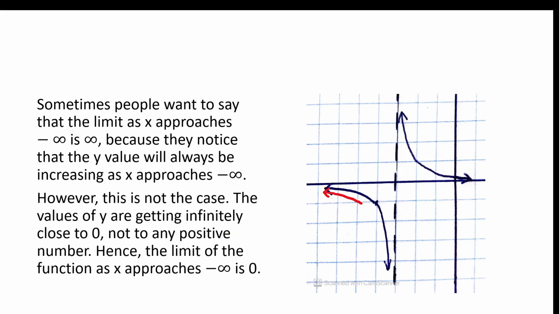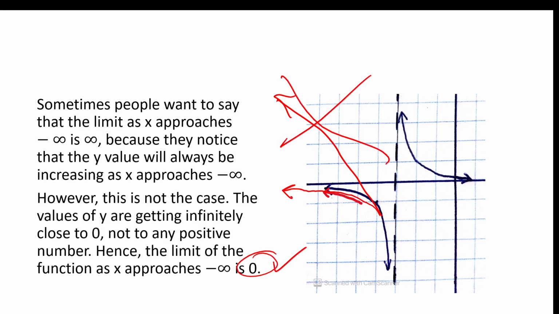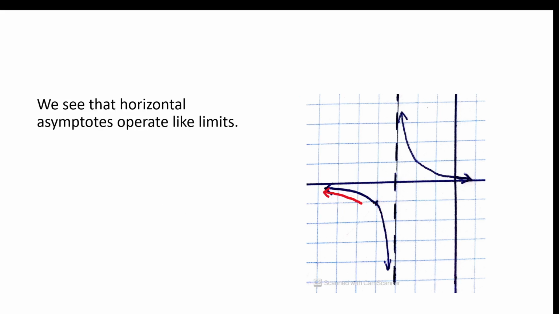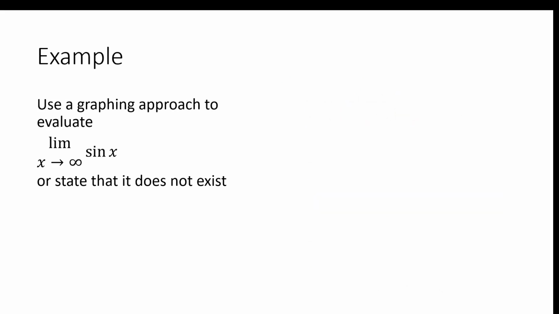Now, sometimes people want to say that the limit as x approaches negative infinity is infinity because they think the y value will always be increasing, but that's not the case. Again, this isn't a curve that goes up like this. This is a curve that's skating always below a particular horizontal asymptote. So the limit as x approaches negative infinity is 0. It's not positive infinity. Y is not getting infinitely high there as we approach negative infinity from the left. So what we see is that horizontal asymptotes operate like limits.